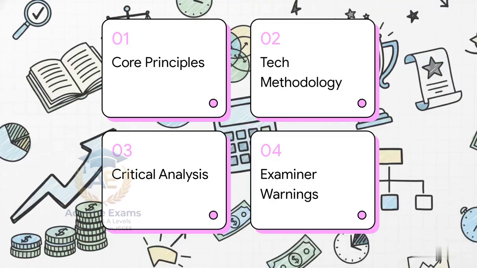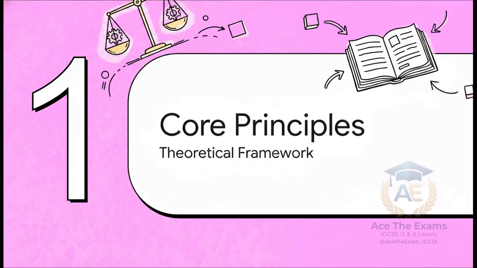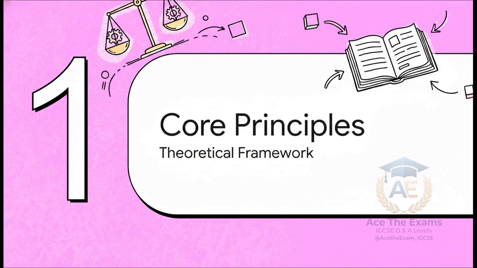Well, here is our roadmap for today's explainer. To get us there, we'll hit 1. Core principles, 2. Technical methodology, 3. Critical analysis, and finally 4. Examiner warnings. All right, jumping right into section 1, core accounting principles.